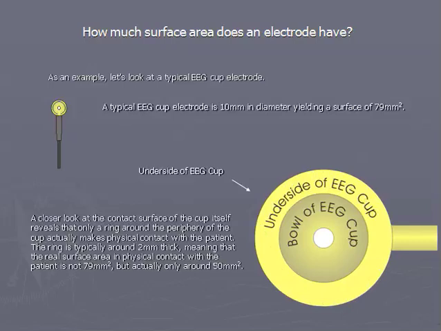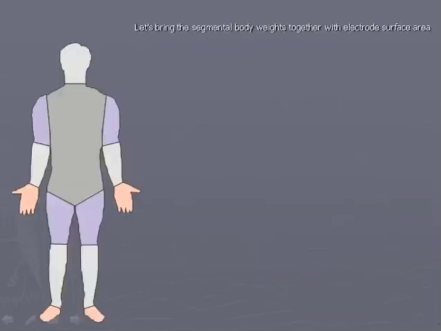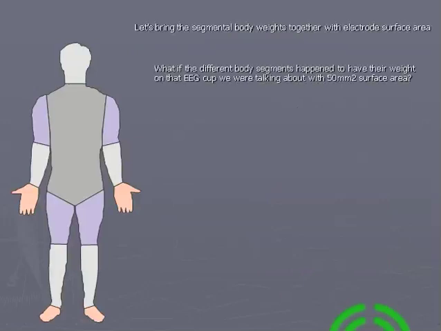Slide 34. Let's bring the segmental body weights together with electrode surface area. Consider the situation where a given body segment happened to have its entire weight on that EEG cup we were talking about with 50 square millimeters of surface area. Would this realistically ever happen? Probably not, but it helps illustrate the concept of electrode pressure.